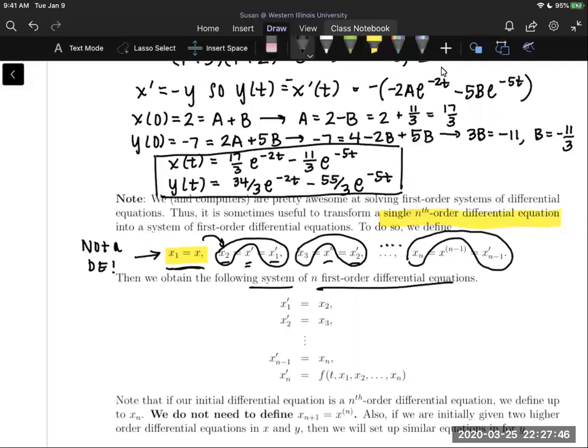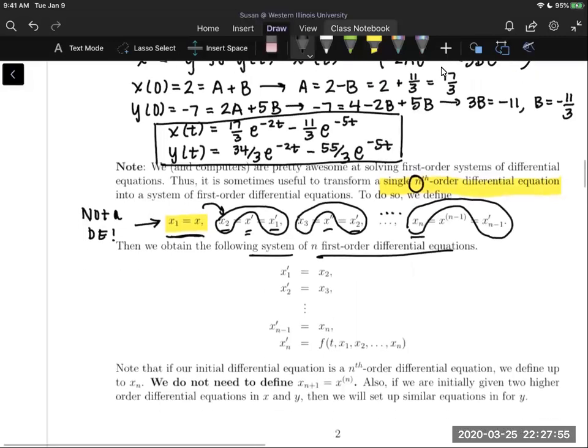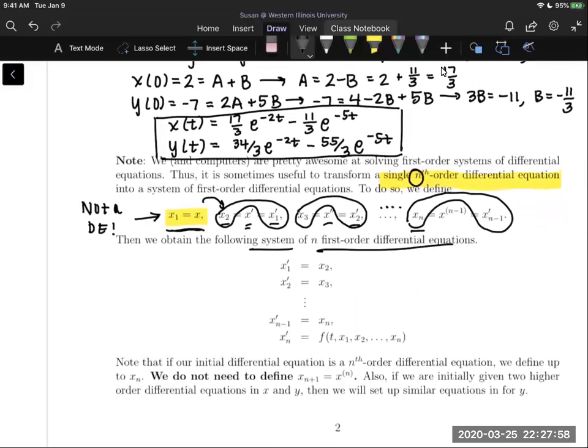All right, and then we don't want to go any further. So again, we're looking at an nth order differential equation. We want to define up to xn. And now what we want to do is list our system of DEs.